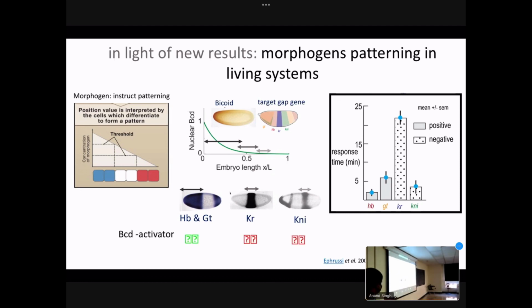So basically, Bitcoin works as the activator for only these 2 genes. It's delayed repression for this one, and it's fast repression for this one. But that goes totally against the idea of a morphogen, where you have different thresholds and everything works as an activator for that given morphogen. So this is interesting, and we are hopeful viewers will like some of these experiments.